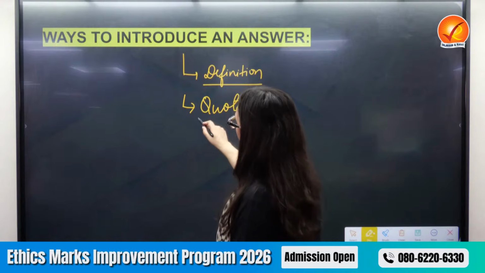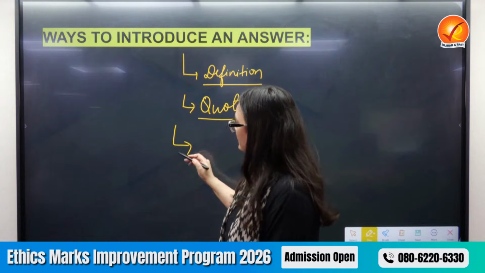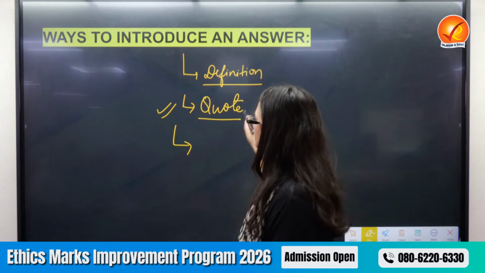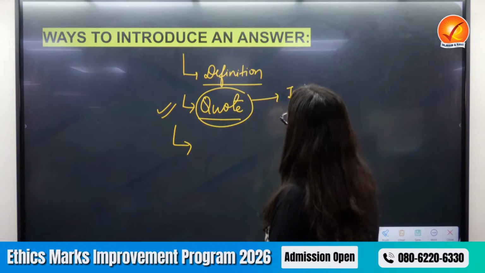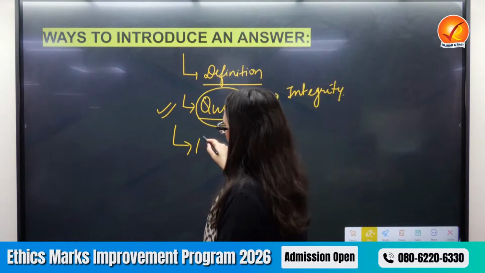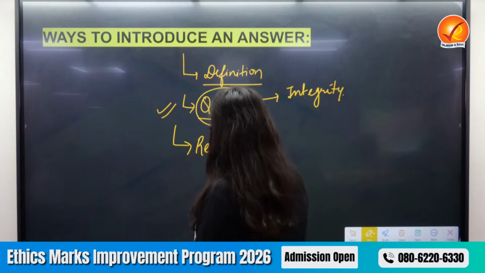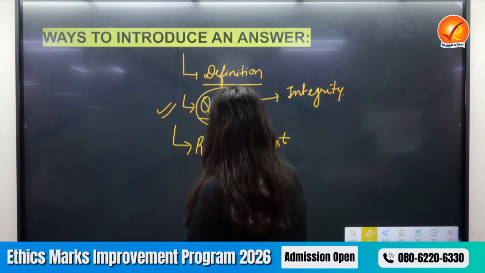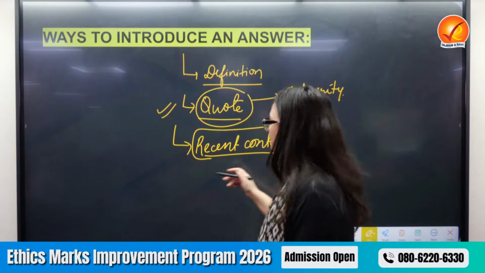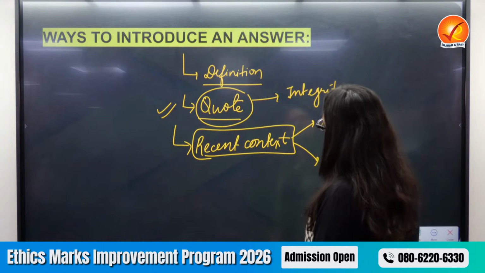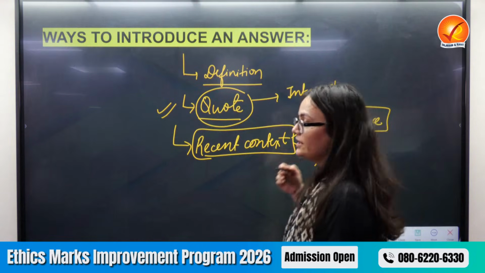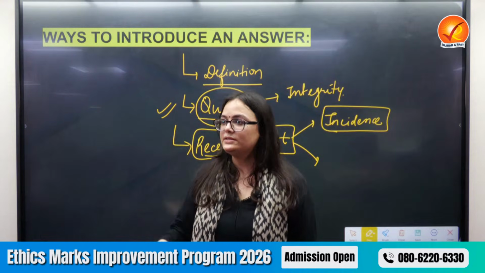Say, quote-based introduction. We'll only discuss a few today, right? Because of paucity of time. One is your introduction using a quote-based introduction. Say, for example, if I'm writing a quote on integrity. Second way is a recent context. Now, there are two ways of a recent context. One is that I mention a recent incident. Second is a current-oriented introduction, which means current oriented.